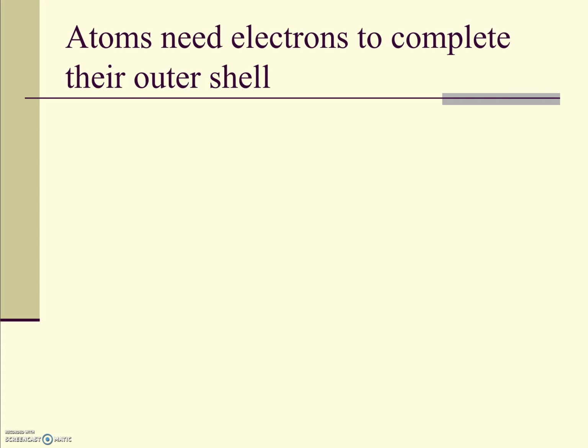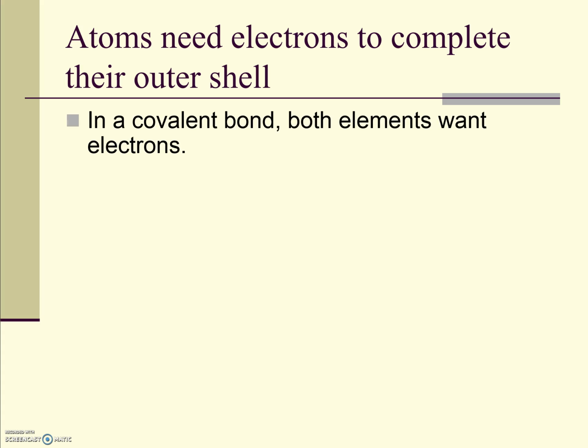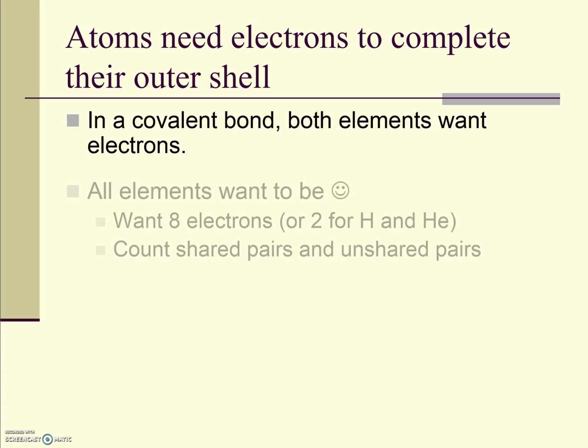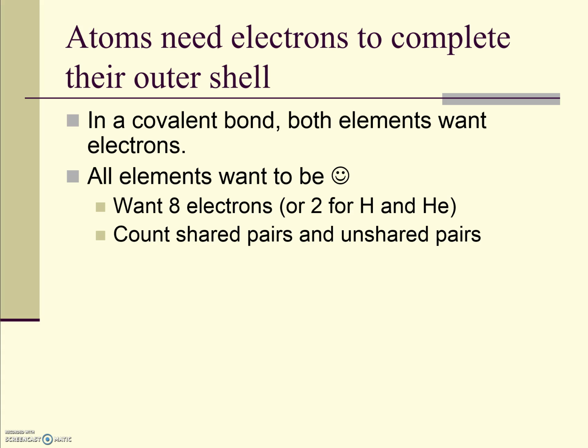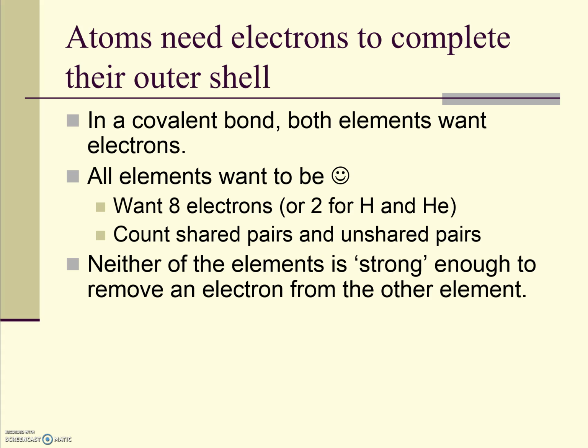So based on our learning of the periodic table, atoms need electrons to complete their outer shell. They want that magic number. They all want to be happy. They all want to be complete. The goal is to get 8 electrons. And if you're hydrogen or helium, the goal is to get 2, because they only have that first ring. But everybody else wants 8. And we count shared pairs and unshared pairs of electrons. As we get into drawing these later on this week, you'll really see how we're going to count those shared and unshared pairs. Neither of the elements is strong enough to remove an electron from the other element.